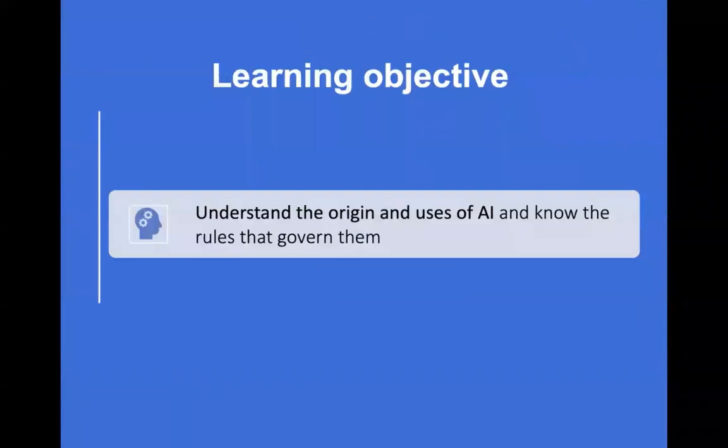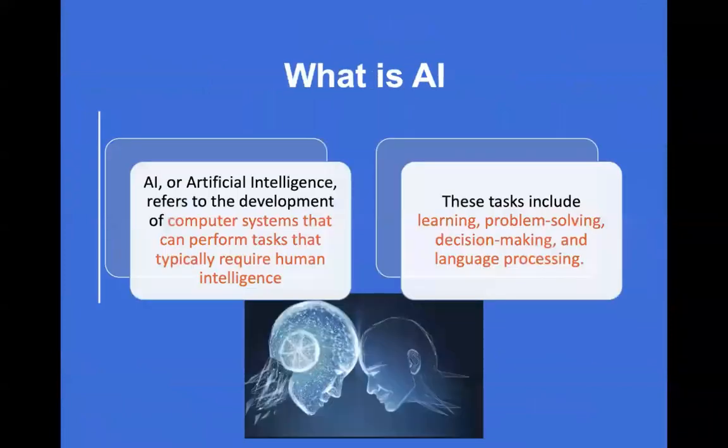So the objective for today is to understand the origin and uses of AI and know the rules that govern it. Origin just means from where it started. Yeah. So what is AI?